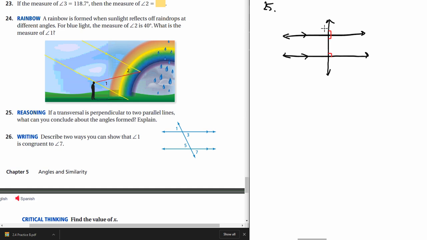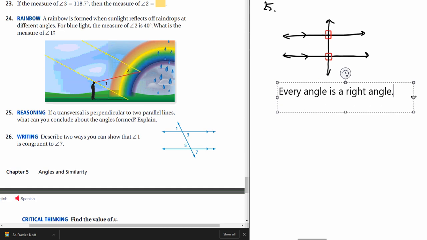You can make the same argument going this way. If this is 90 and you've got a line here, they have to add to 180, so this also has to be 90. And the same argument here, this must be 90. Well, the same thing happens down here. All of these are 90. So every single angle is 90 degrees. So I'm just going to write every angle is a right angle. That's what you can conclude. If you have two parallel lines and the transversal meets it at a 90-degree angle, then every angle formed is a right angle.